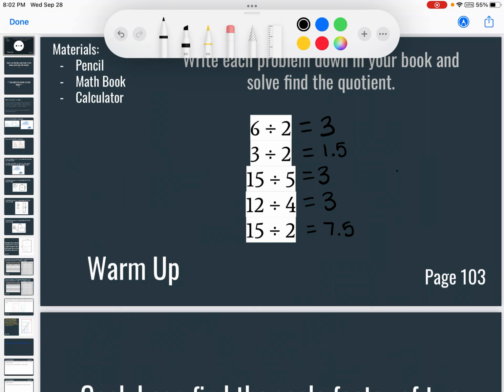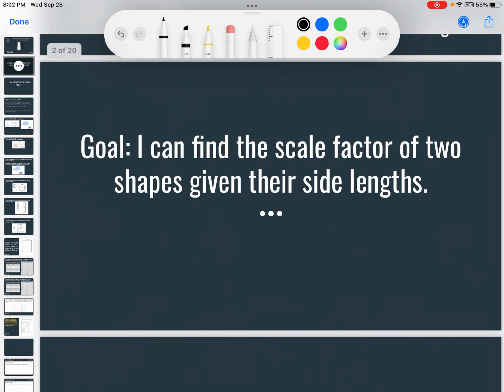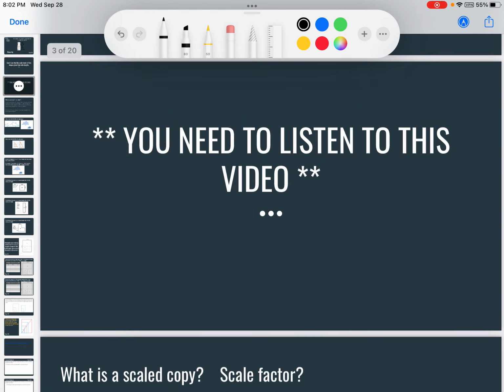Okay, just trying to refresh our memory with some of this division. We're going to get into some ratios kind of things. So we need to get in the practice of division and getting comfortable with those division facts. Our goal for today is I can find the scale factor of two shapes given their side length. So talking about scale factor here today.